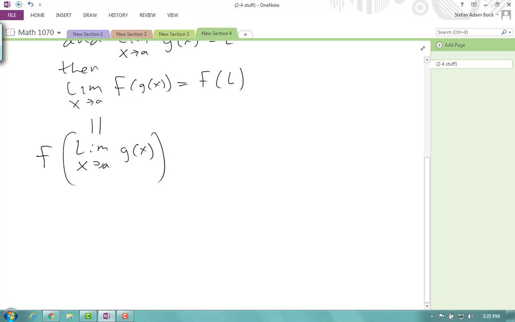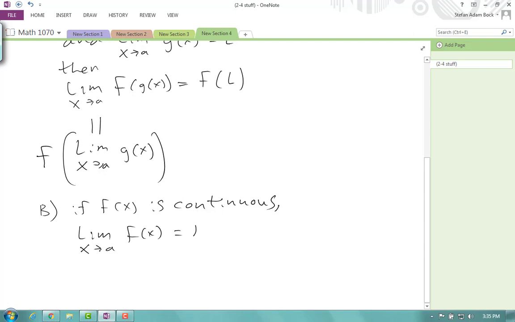Also b, if f of x is continuous, then the limit as x goes to a of f of x is just simply f of a.